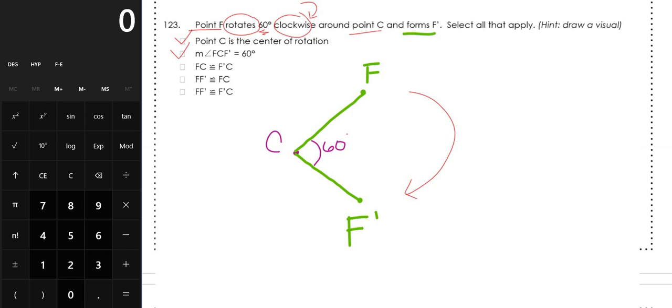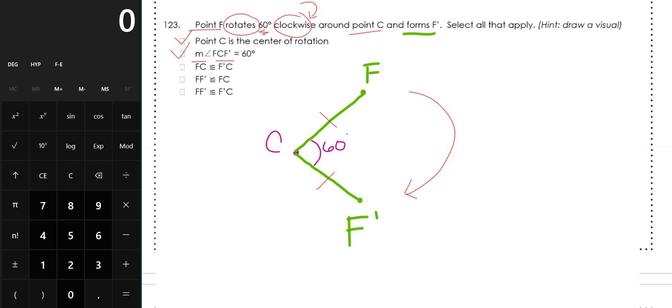Next one. Okay, they're talking about length. So the length of line segment FC is congruent to F prime C. That's going to be true. I'm going to put tick marks here. When you rotate, all you do is you're spinning around your center. You're not getting closer to it. You're not getting further away. You're just spinning a constant distance around that center. Okay? So again, you're not getting closer or further away from your center. You're just spinning around it.